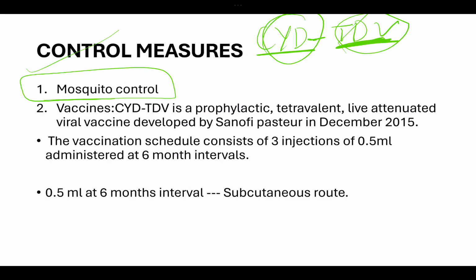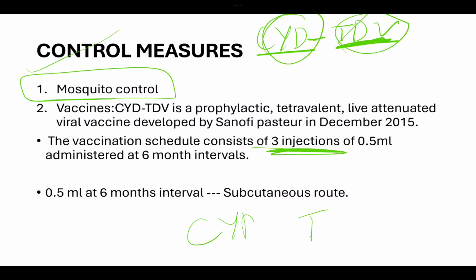And then we see that the vaccine is a prophylactic tetravalent vaccine. It is a live attenuated viral vaccine. This vaccine was developed by Sanofi Pasteur in December 2015. The vaccination schedule consists of 3 injections of 0.5 ml.